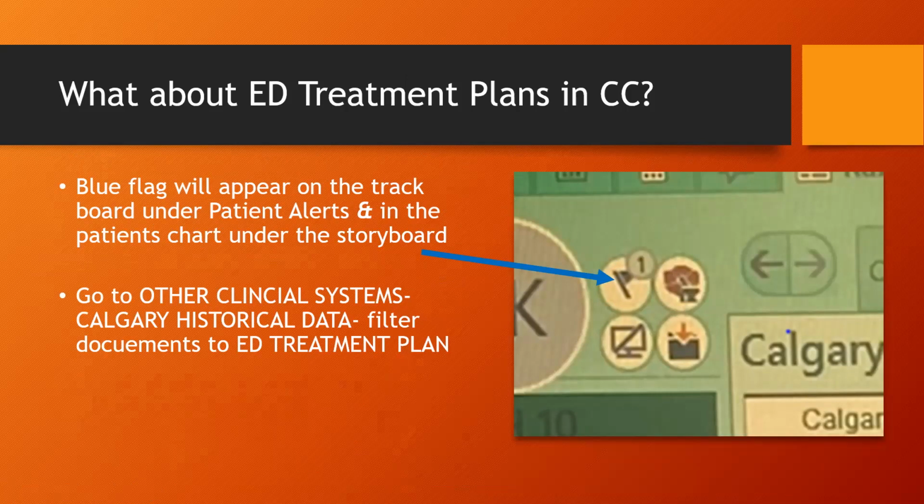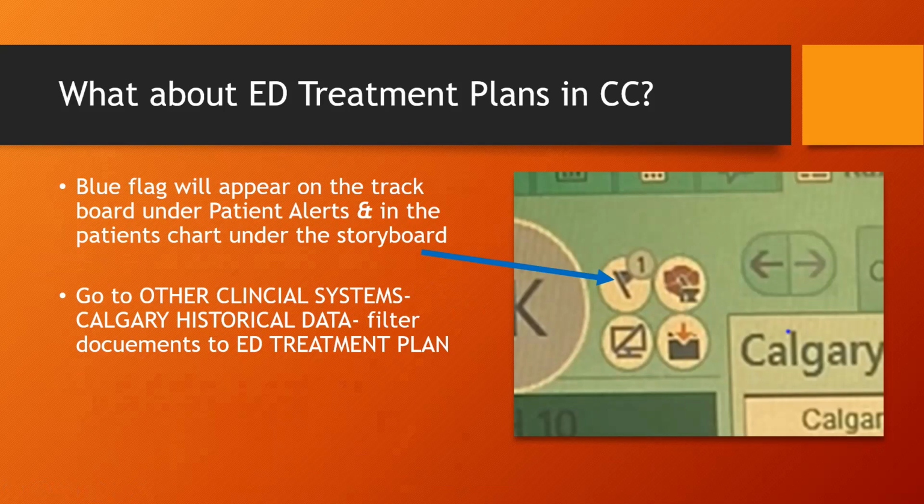Again, we're going to have little workthroughs and posters up at Triage and throughout the department on how to do this. But basically, you have to go into their storyboard and go to clinical systems plans, and there's something called Calgary Historical Data, which is where you're going to find their treatment plans.